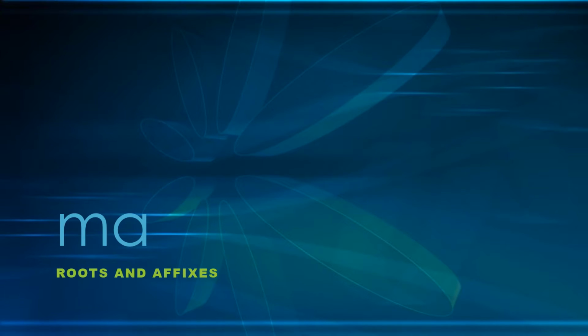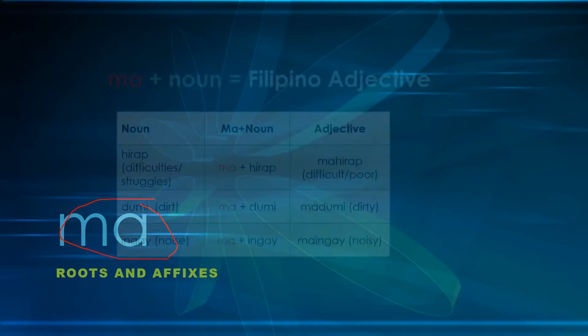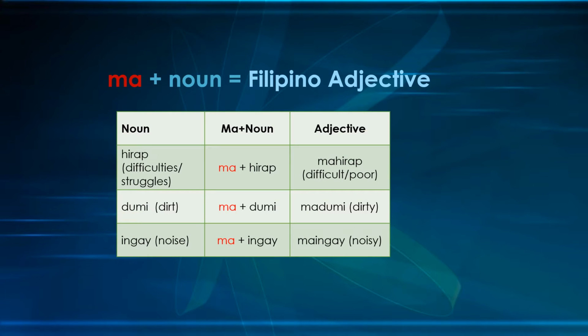Since we have already an idea of what affixes and roots are, let's have the ma affix. Here we have a pattern for you to familiarize. We have ma plus a noun, and it will create a Filipino adjective. Again, ma plus a noun.